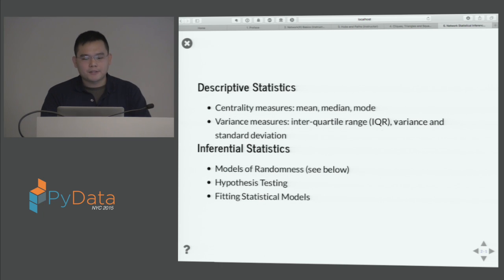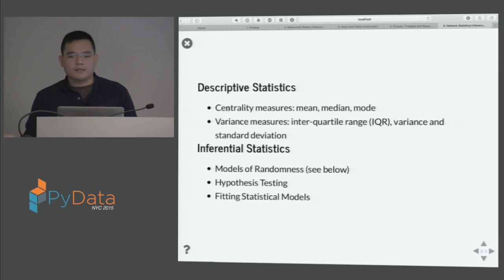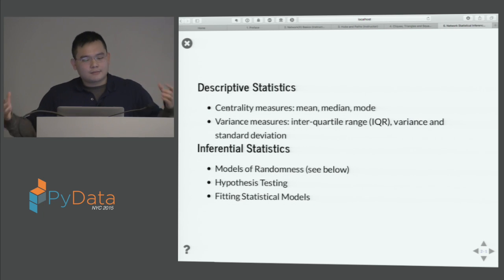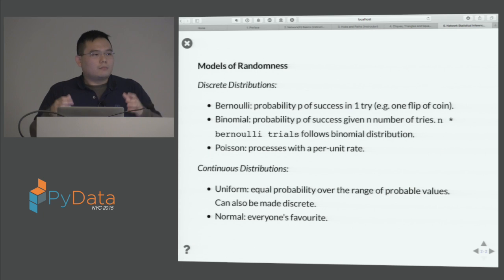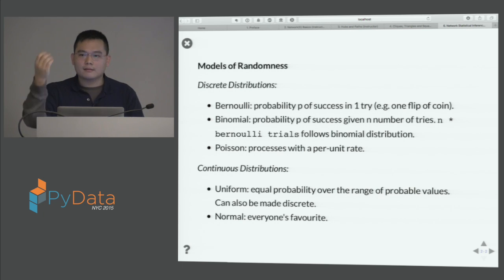So like I was mentioning, descriptive statistics essentially goes into this idea of measures of centrality. And we're not talking about network centrality anymore. We're talking about the centrality of a distribution. So if you have a distribution of data, there's the mean, the median, the mode, and then there's variance measures, the interquartile range, the variance, and its square root, the standard deviation. And then there's inferential stats, which like I was mentioning earlier, it's all about models of randomness, hypothesis testing, or fitting statistical models. All right? They're models of randomness. Please take a look at them for yourself. They're very useful to be familiar with.